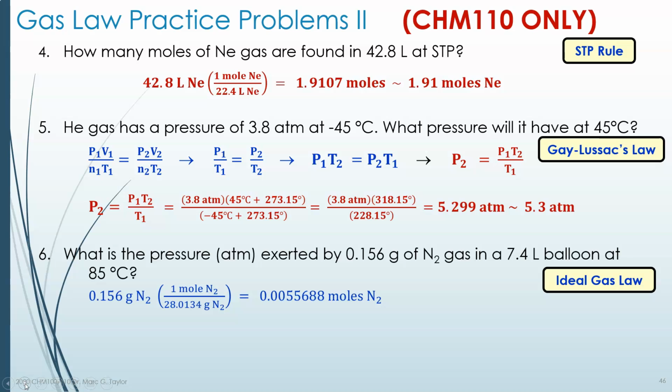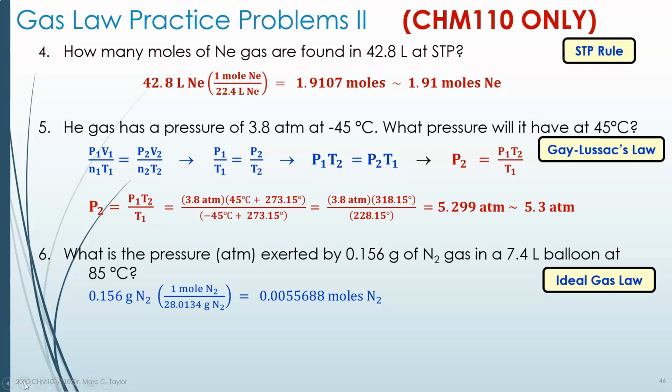So first we need to convert our 0.156 grams of nitrogen to moles of nitrogen, and we need the molar mass to do that. So while it's not worked out in this problem, you can easily determine the molar mass of N2 gas by multiplying 2 times the molar mass of a single nitrogen atom, and that gives you 28.0134 grams of nitrogen gas per 1 mole of nitrogen gas. And I've written it upside down in the conversion factor because we want grams on the bottom and we want moles on the top, so that we end up canceling grams and creating moles. And this allows us to calculate how many moles of nitrogen gas we actually have.